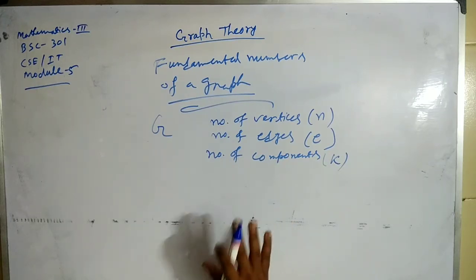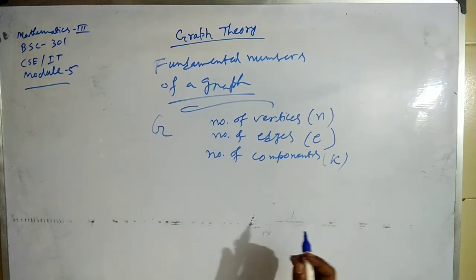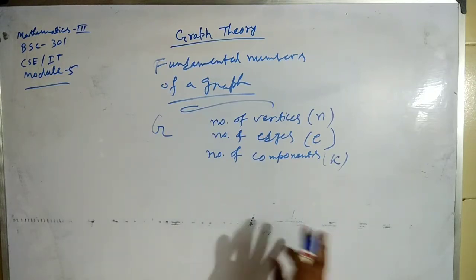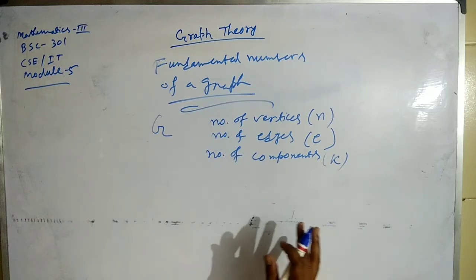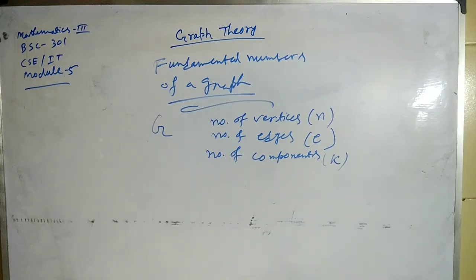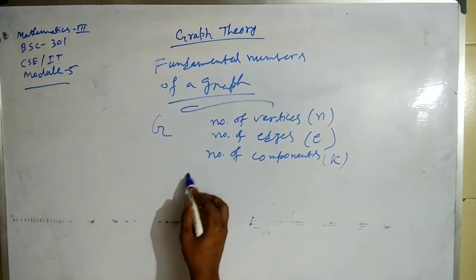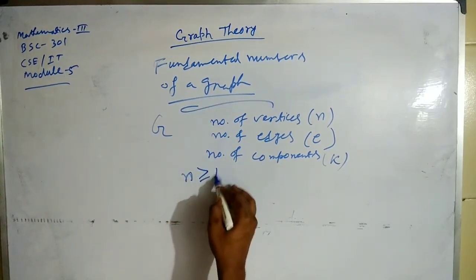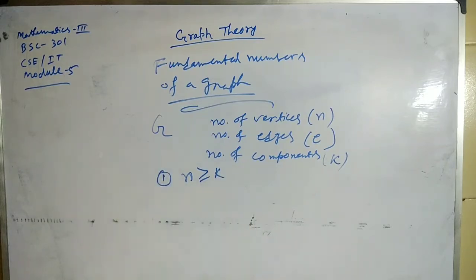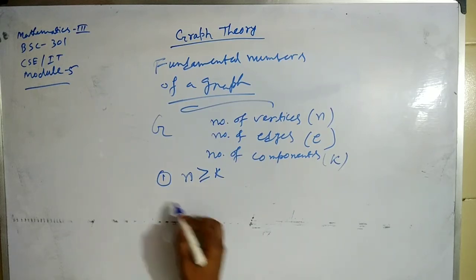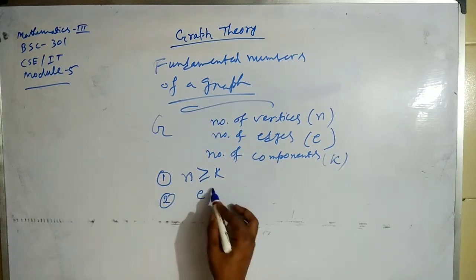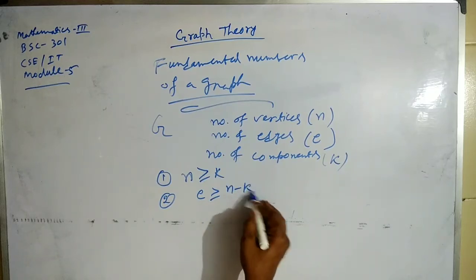These numbers are independent of each other. There is no relation between N, E, and K. There are some properties of these numbers. Number 1, N will always be greater than or equal to K. The number of vertices will never be less than K. Number 2, E will be greater than or equal to N minus K.